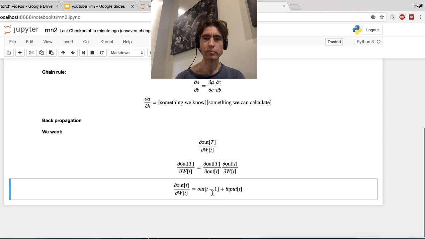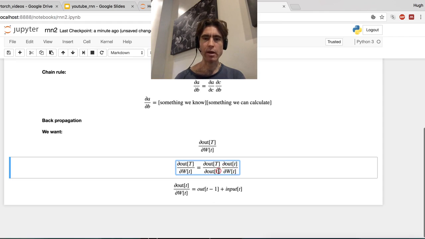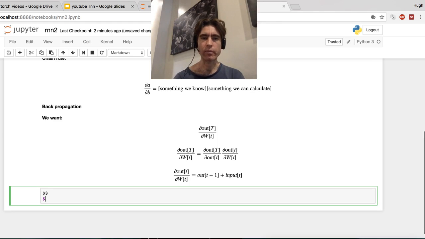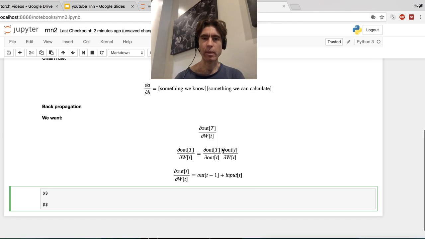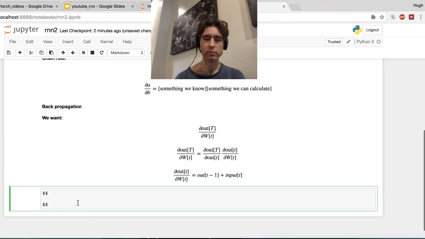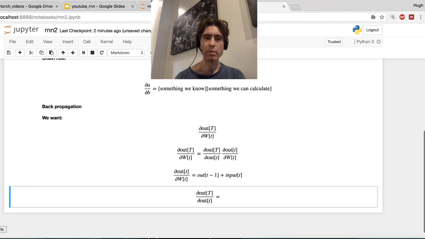Get rid of that bit. Alright, so we have this bit, and then I'm claiming that we have this bit, but we don't actually have it, we have to calculate it. But we can chain rule this again. So let's copy and paste. Right, we're going to chain rule this. So that means we're going to break it into something that we know and something we can calculate.